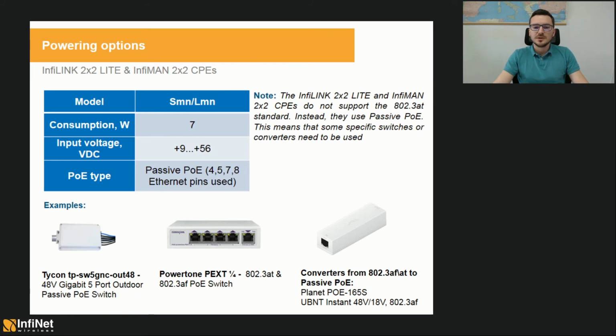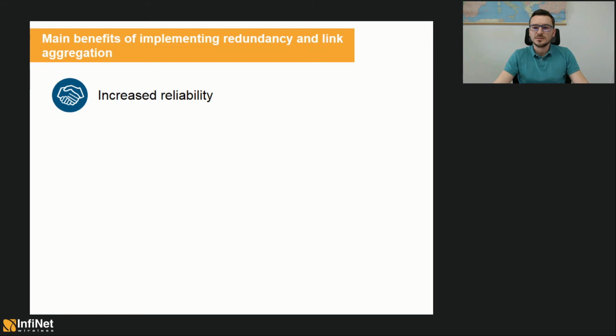Next, I want to summarize some of the most important benefits of implementing redundancy and aggregation in your wireless networks. I would like to start with the most obvious benefit, which is increased reliability. Of course, the Infinet units are extremely reliable on their own, as you probably know, but if you want to be fully covered, even in the unlikely event that one link may break down, an extra backup link will offer you that additional peace of mind.